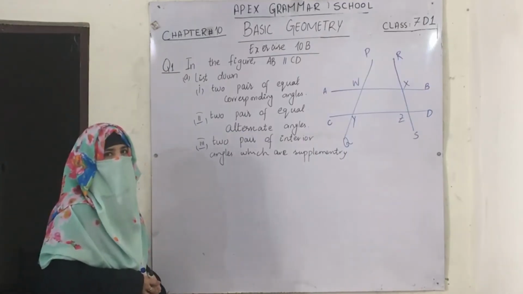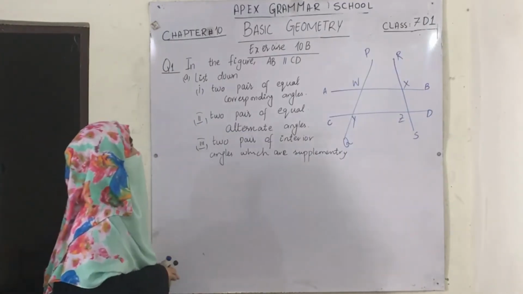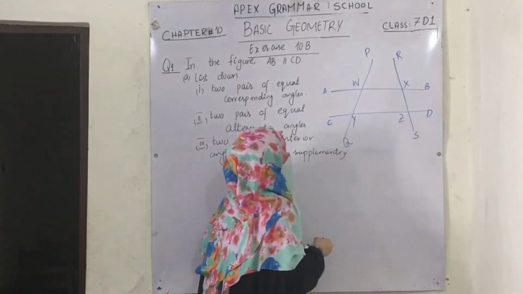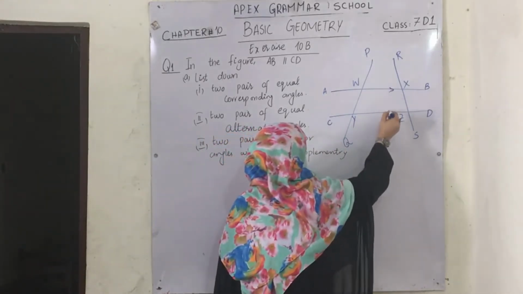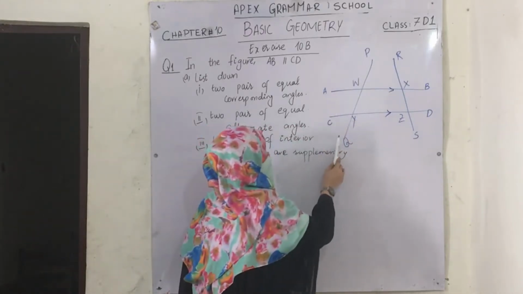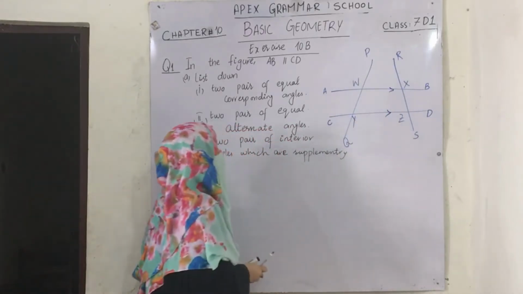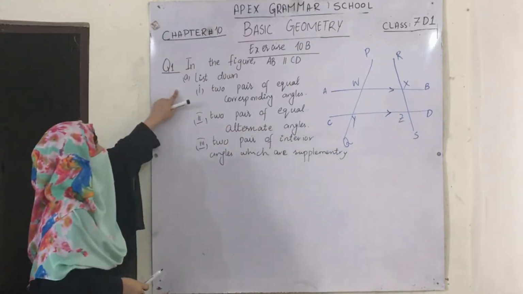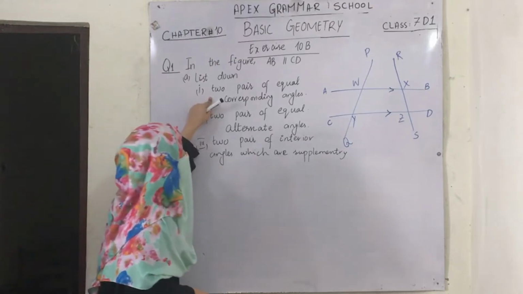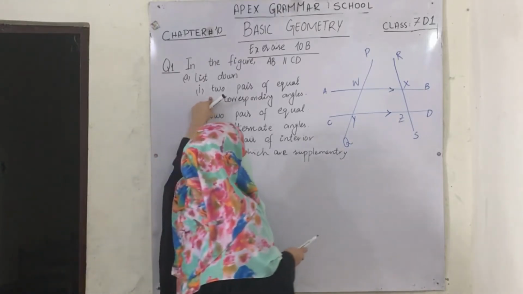Exercise 10b, question number 1. In question number 1, you are given two pairs of parallel lines. AB is parallel to CD, and there are two transversal lines. First transversal line is PQ and RS. In the first part, you are asked to find the two pairs of equal corresponding angles. So need to find two pairs which are corresponding.